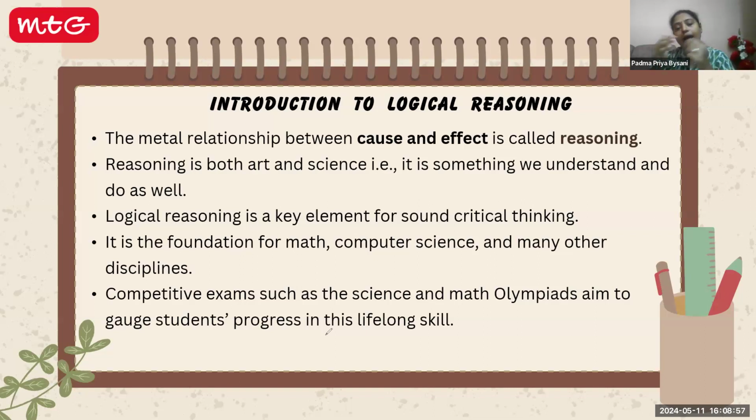Reasoning is both art and science, which helps you understand and do things. When you think of something and want to do it well, you need to make proper logical thinking behind that action, and then you can do that action very well. Logical reasoning is a key element for sound critical thinking. What does this mean? When you want to master critical thinking, when you want to be in the limelight among your class, you should have good critical thinking. What is critical thinking? You should be in a position to think all over. For example, I'll just give you a simple thing.